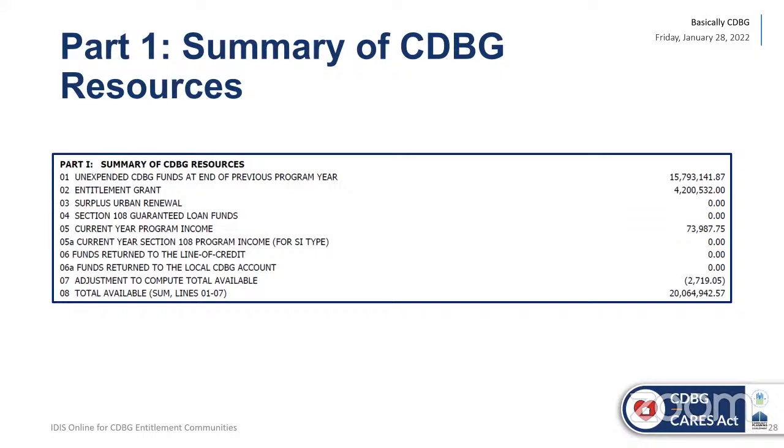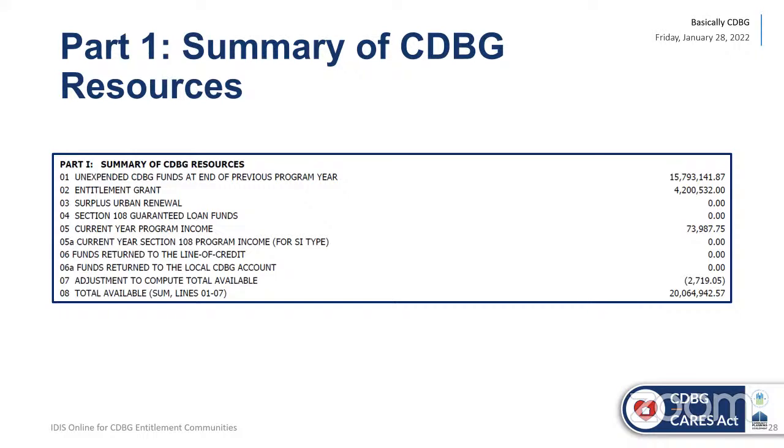So Part 1 is the summary of CDBG funds. Majority of the data, like line 2 grant funds, program income, and funds returned to line of credit, is automatically poured in. The program income, revolving funds, and funds returned to line of credit, if you enter them into IDIS, should be automatically poured into this report. So report your program income on time.